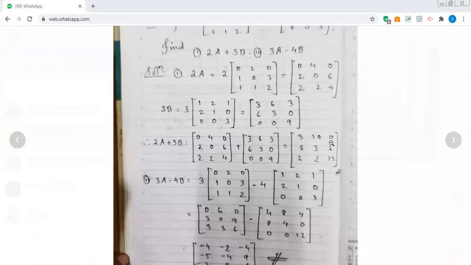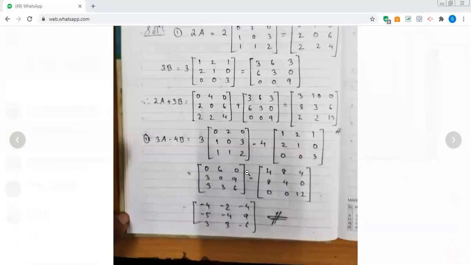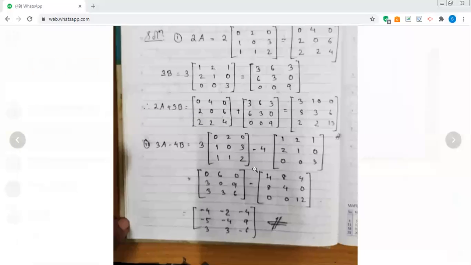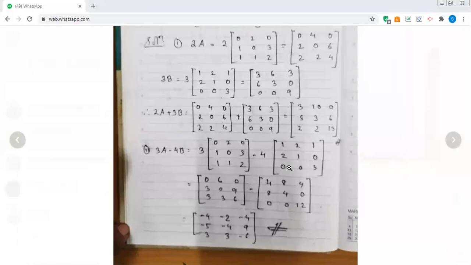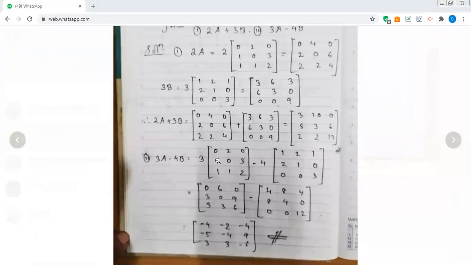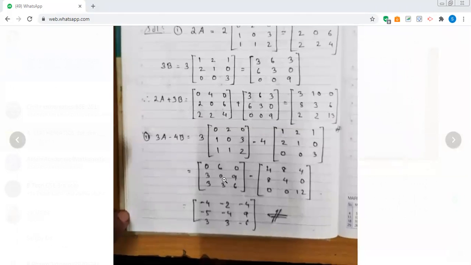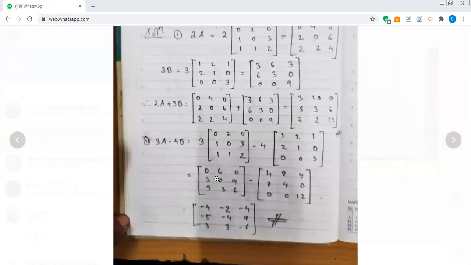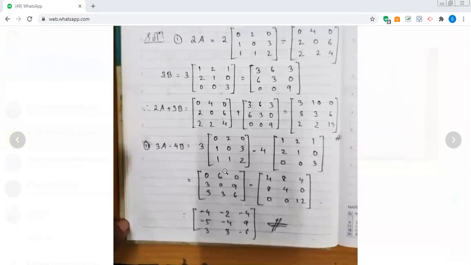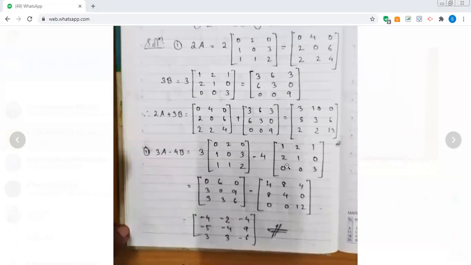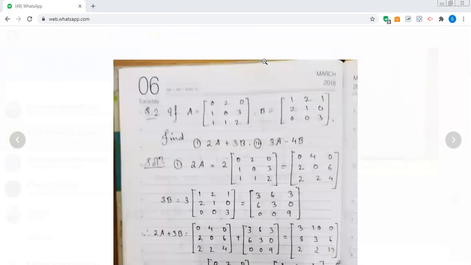3A minus 4B you have to find out. Again, scalars are multiplied over here, then subtraction. So यहाँ में हम लोगों ने डायरेक्ट लिख दिया. So 3 into A का वैल्यू है मैट्रिक्स minus 4 into the value of the matrix B. So 3 is a scalar, is multiplied with the matrix, so multiply to every element. So 3 into 0 is 0, 3 into 6, 0, 3, 0, 9. In this way, we can get the matrix by multiplying the scalar with the matrix. Minus similarly multiply 4 with the matrix 1, 2, 1, 2, 1, 0 and 0, 0, 3 to get the result.